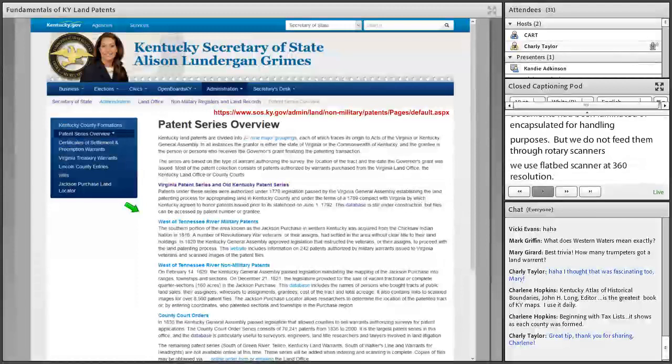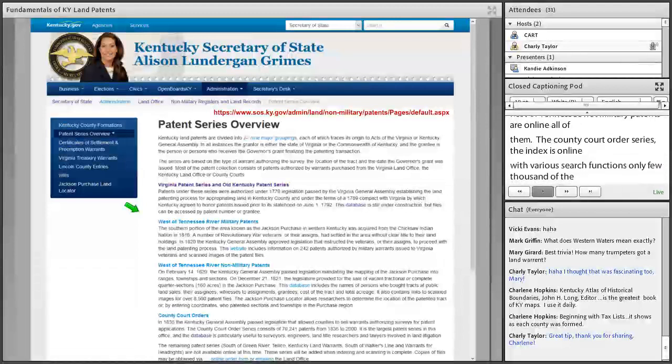The West of Tennessee River military patents are online. They're also linked to the Revolutionary War Warrants Database. The West of Tennessee River non-military patents are online, all of them. The County Court Order series. The index is online with various search functions. Only a few thousand of the patents are actually available for viewing.